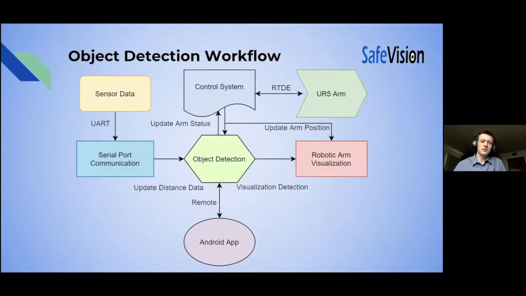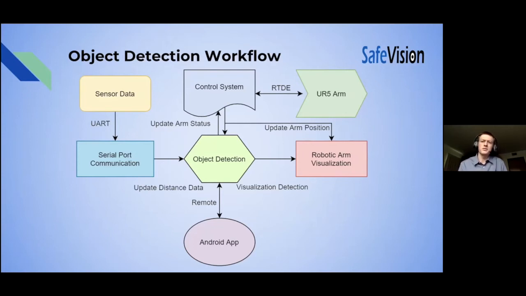This is an overview of how our software works. So looking in the center, this is object detection. That's the core of our application. What this does is it takes a lot of information, such as sensor distances and the angles and angular velocities of each of the joints, and uses that information to determine if the arm is about to collide with an object and set the arm's mode.